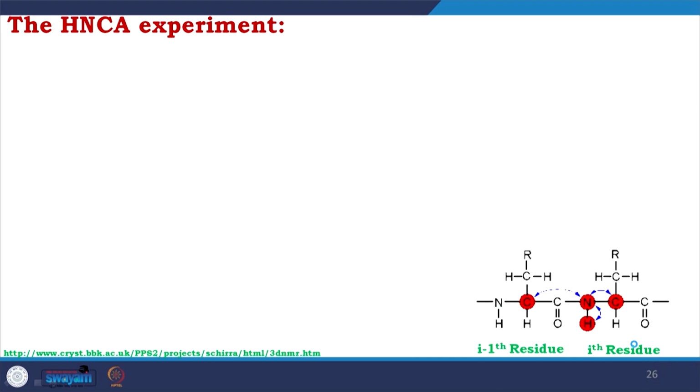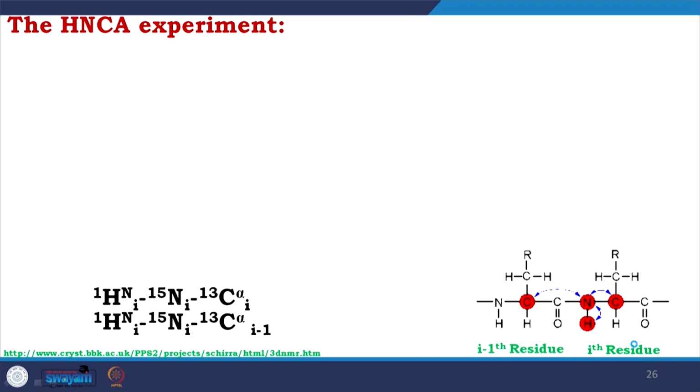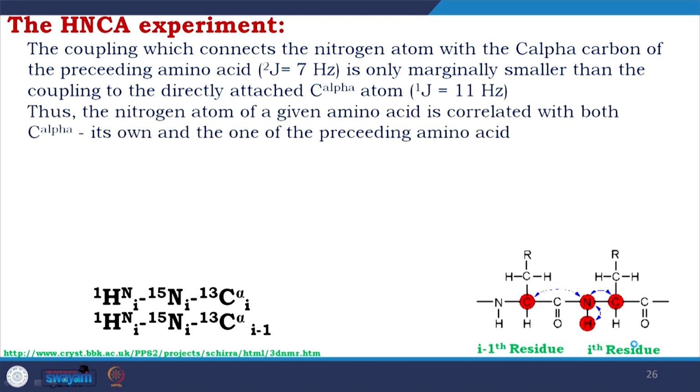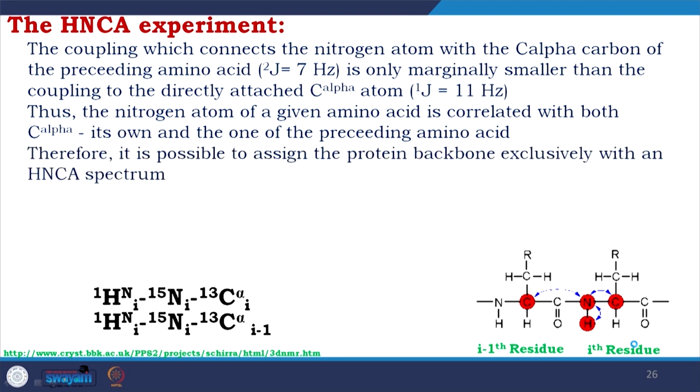Coming to the continuation of the experiment, here we have the 2J coupling which connects the nitrogen atom with the C alpha carbon of the preceding amino acid. The coupling, about 7 Hz, is only marginally smaller than the coupling to the directly attached C alpha atom, which is 11 Hz. Thus, the nitrogen atom of a given amino acid is correlated with both its own C alpha and the one of the preceding amino acid. Therefore, it is possible to assign the protein backbone exclusively with an HNCA spectrum.